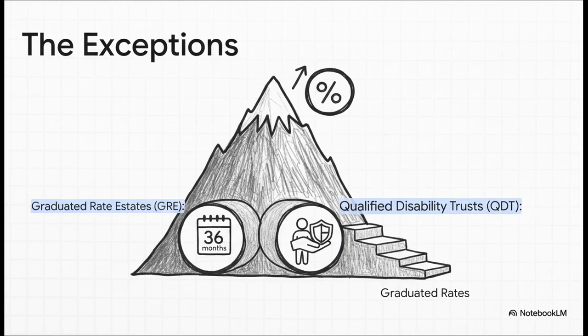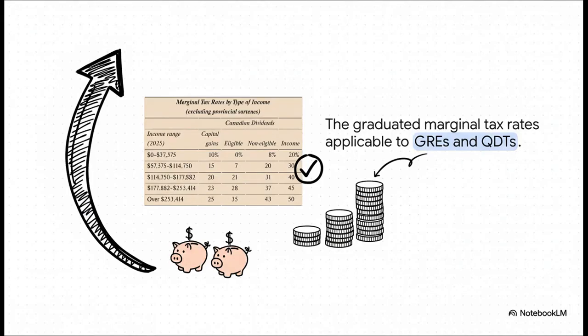You see, only 2 specific types of trusts are allowed to use the same graduated personal tax rates that you and I use. The first is what's called a graduated rate estate, or a GRE. That's an estate for the first 3 years after someone passes away. The second is a qualified disability trust, or QDT, which is set up for a beneficiary who's eligible for the disability tax credit.